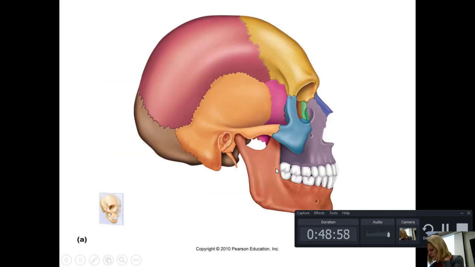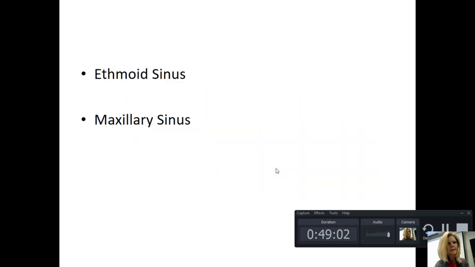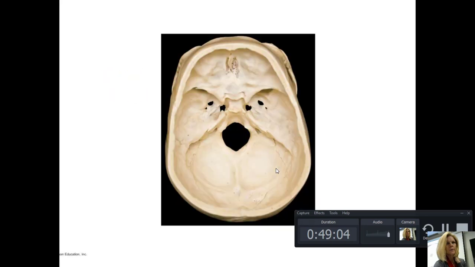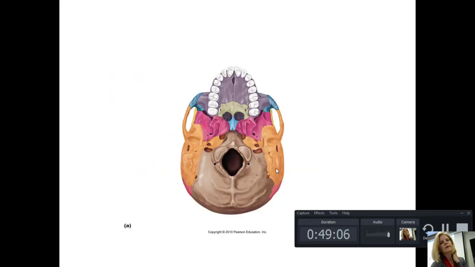Okay, and then we're going to look at, so we talked about the maxilla. Now we're going to look at the palatine bone. The best view of that is this view here. This is your hard palate. So the palatine bone is that portion of the hard palate right before you get to the soft palate.